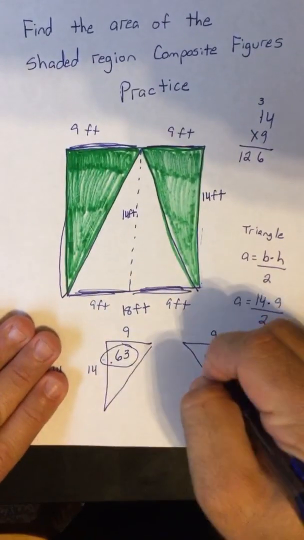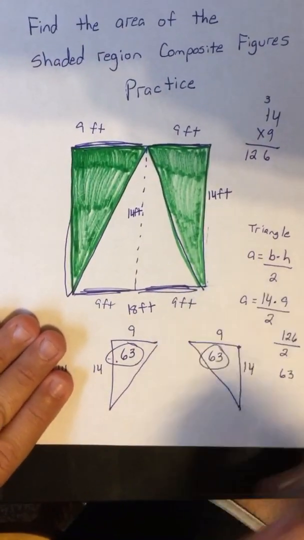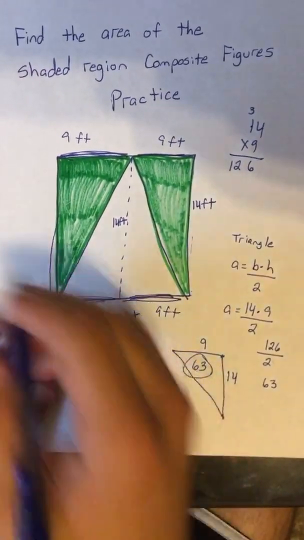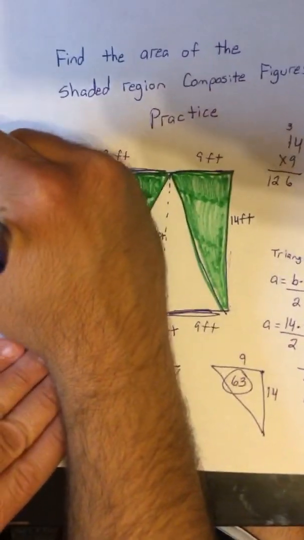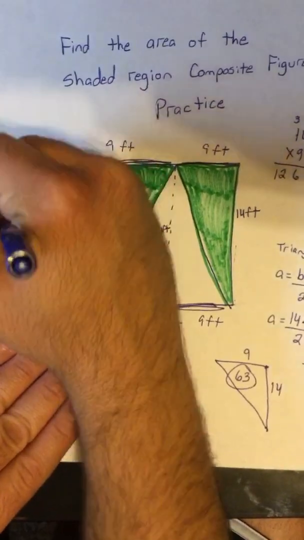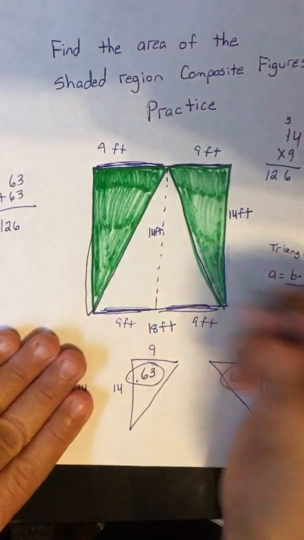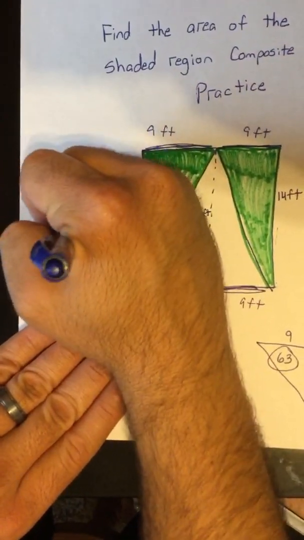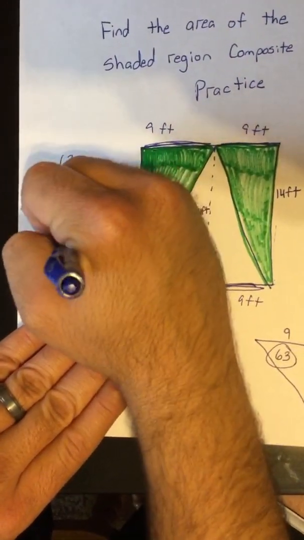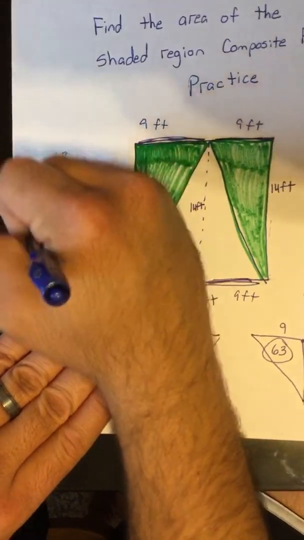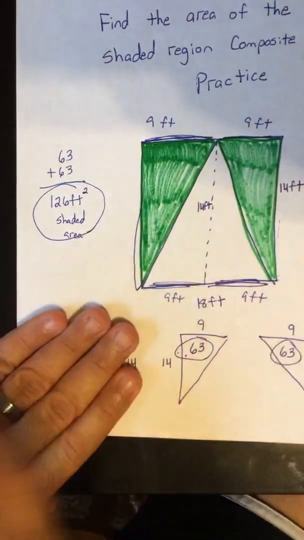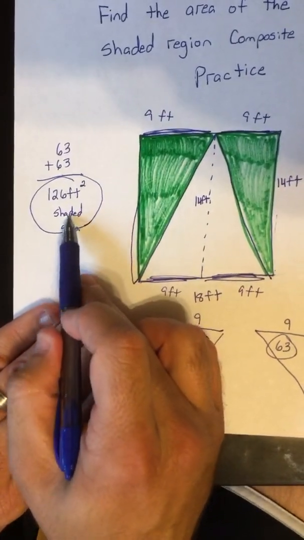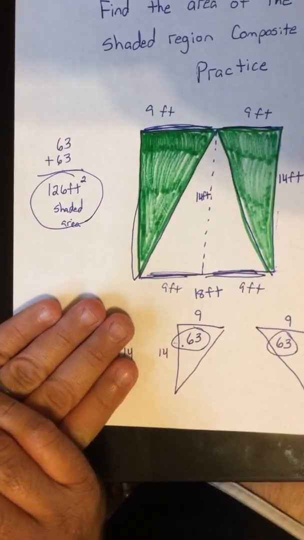And now you times it by 2, or add it. You can either take 63 and multiply it by 2 or just add them together. So 63 plus 63 is 126 feet squared, and that is the shaded area. Now, do I need to write shaded area at the end? No. I'm just showing you there that we found the total area of the shaded region.